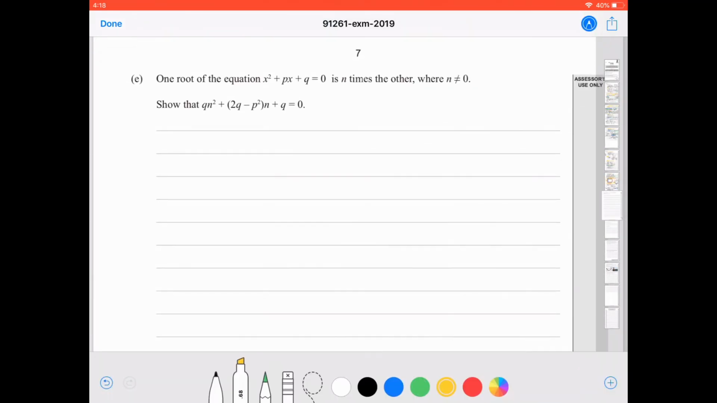So question 2e, it says one root of the equation x squared plus px plus q equals 0 is n times the other, where n does not equal 0. Show that qn squared plus 2q minus p squared times n plus q equals 0.